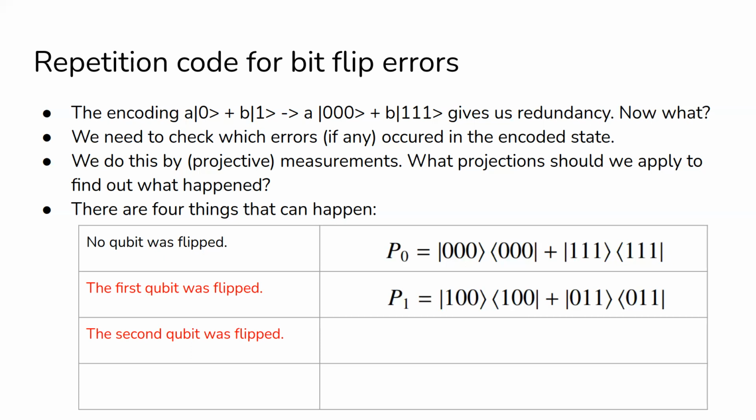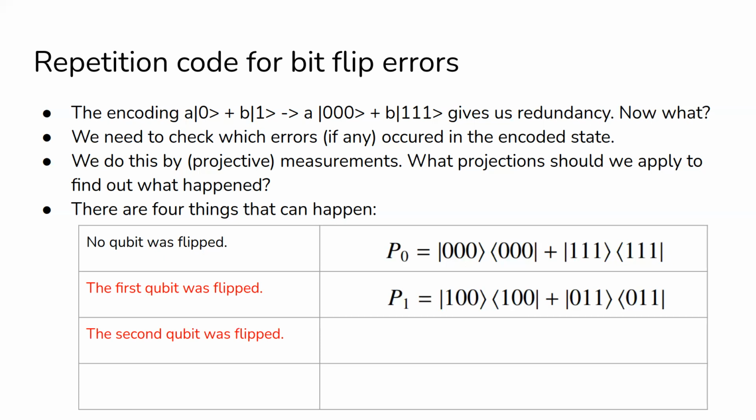And then some error happened and we measured this projector. Now, if we measured this projector, then we would have collapsed the superposition. And so this is after error and measurement. We would have alpha, we're saying the first bit flipped. So we have alpha |100> plus beta |011>.